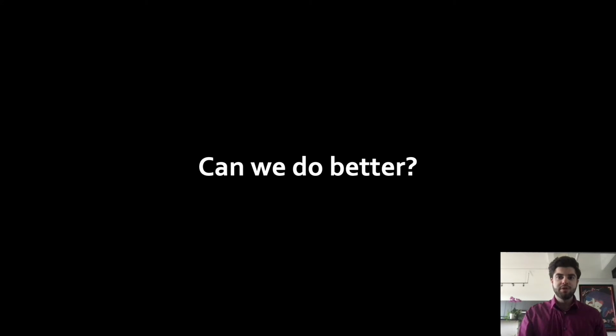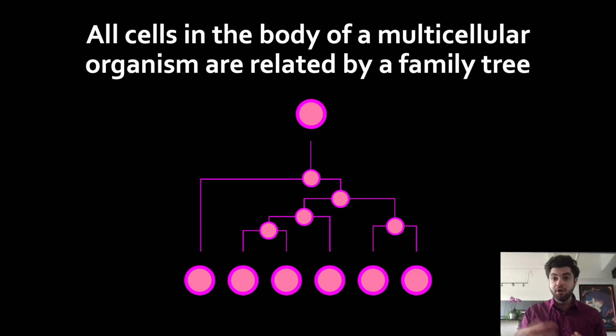Well, let's look at what we know about the brain. We know that all cells in the body are related. So we can ask the question, how distantly related are two neurons A and B? Here I'm showing a dendrogram of all of the neurons in the brain with the zygote cell at the top.